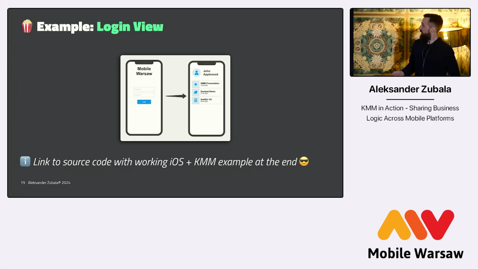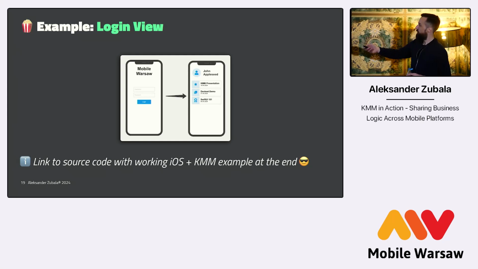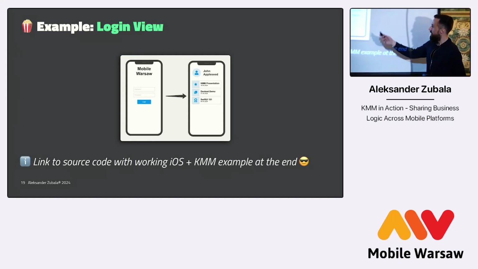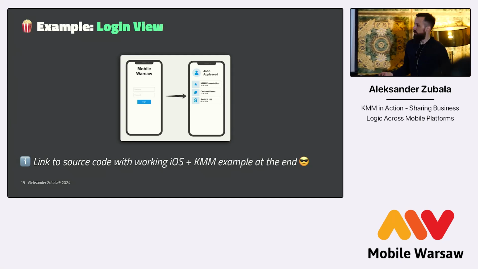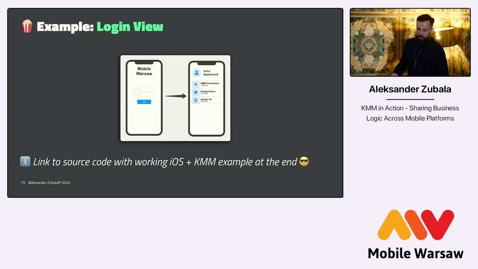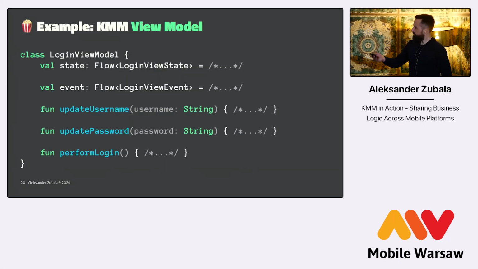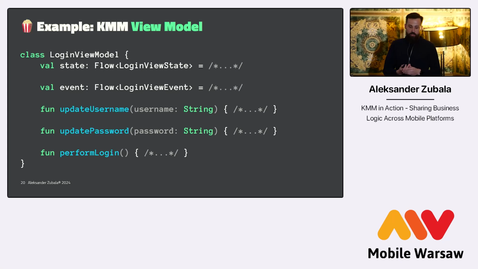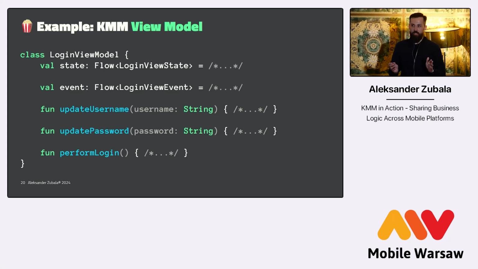To recap, we have this login view with two text fields and a button, and we would like to enable the login button only if we have at least a username and password provided, right? So we would start with a view model. At Beekeeper, we would go with MVI. Anyone heard about the MVI pattern? All right, so at least one person.